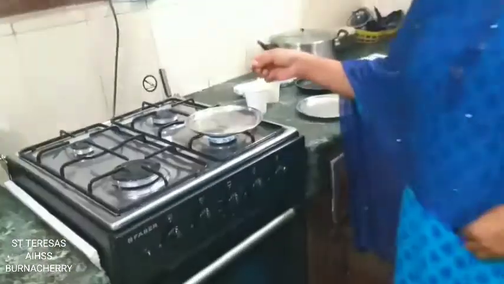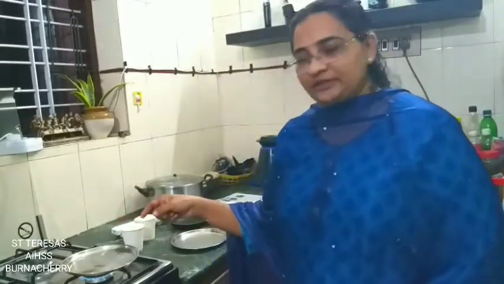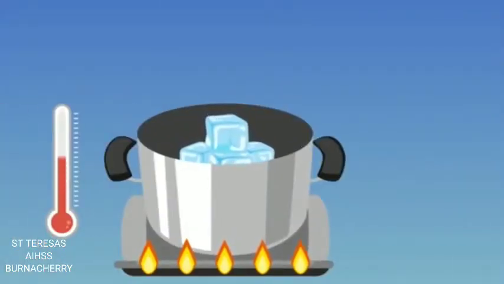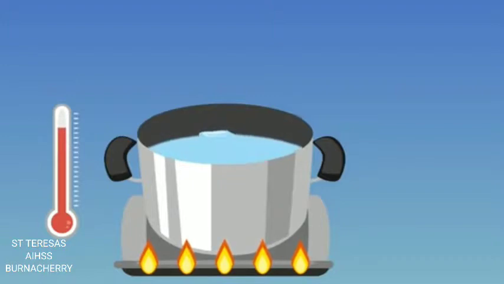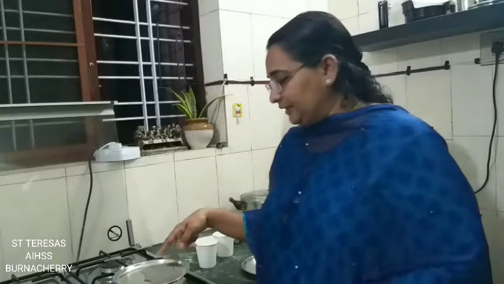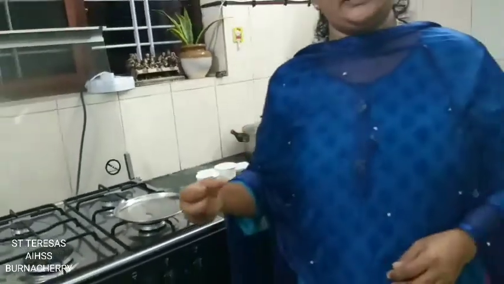Okay, now we can see that the ice cube has changed into water. So, why did the ice cube change into water? Because heat energy was given to the ice cube and the solid form has changed into the liquid form, isn't it? So, now here you can see that ice has changed into water. Why? Because it has absorbed heat energy. On absorbing heat energy, the solid ice has turned into liquid water.